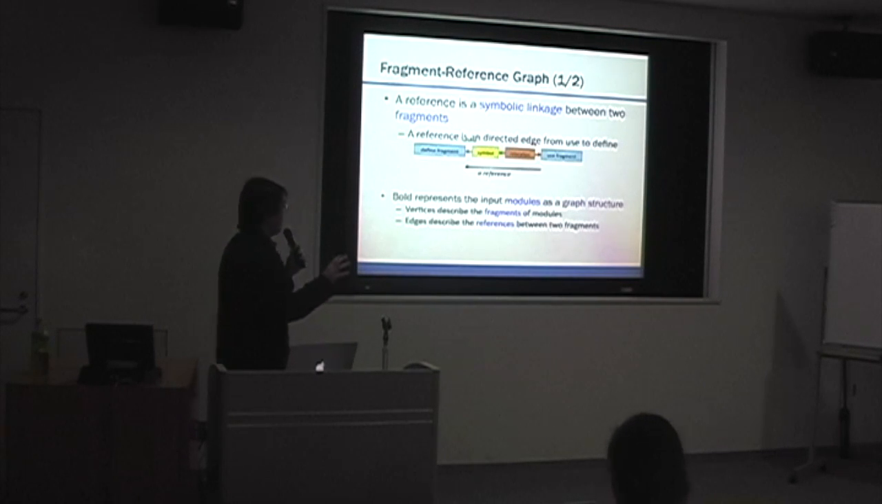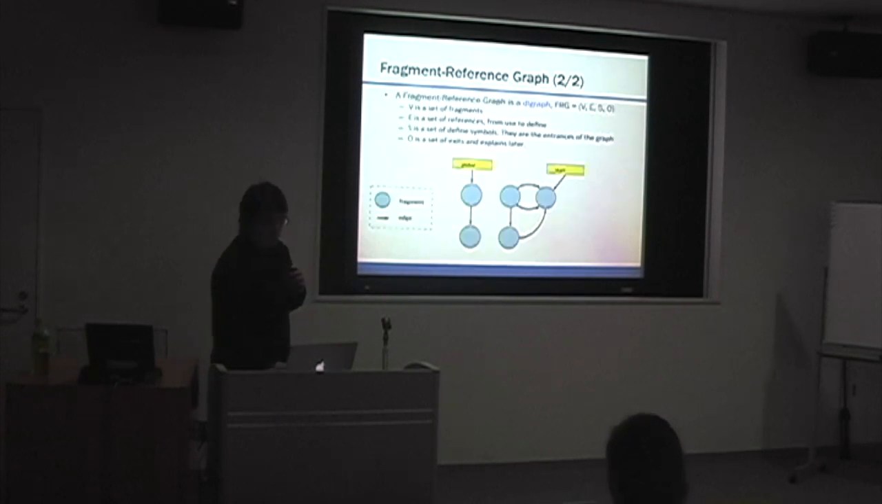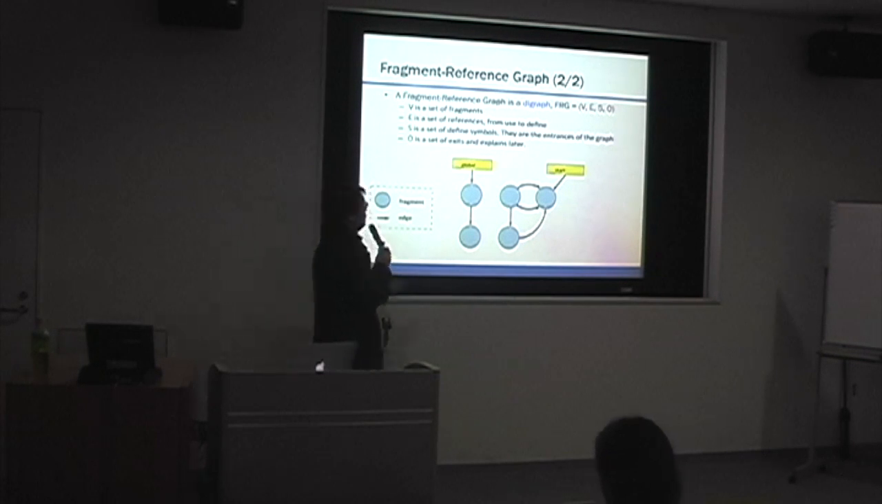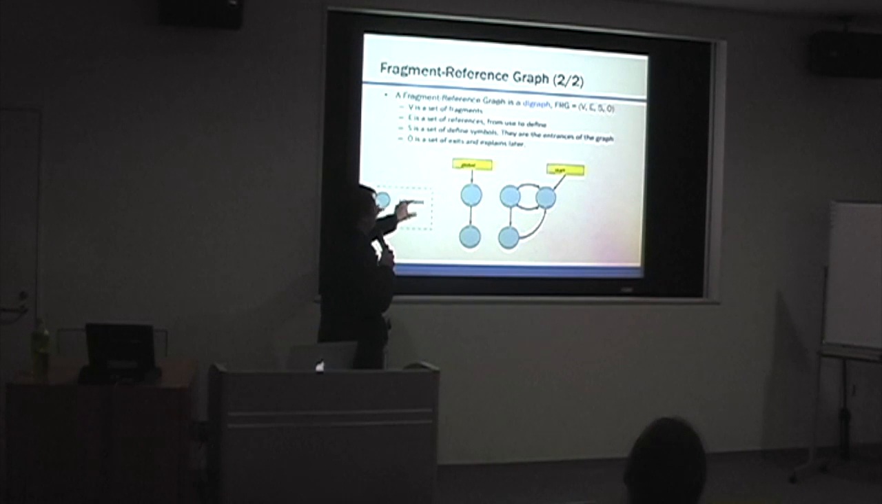In this graph structure, every vertex is a fragment, and every edge is a reference. Okay, so this is the mathematical definition of the fragment reference graph. It's just a digraph, a directed graph, and it has 4 sets. The first set is the set of fragments. It represents the vertices. And E is the set of references, a directed edge from use to define.